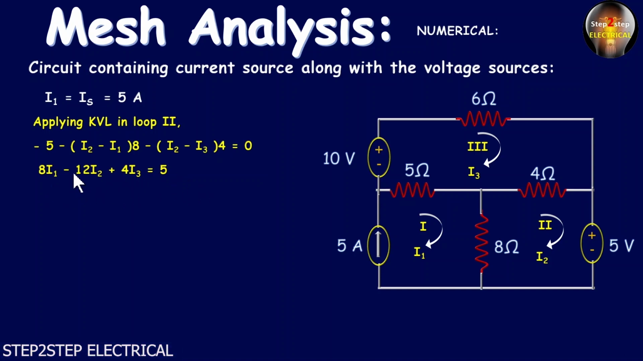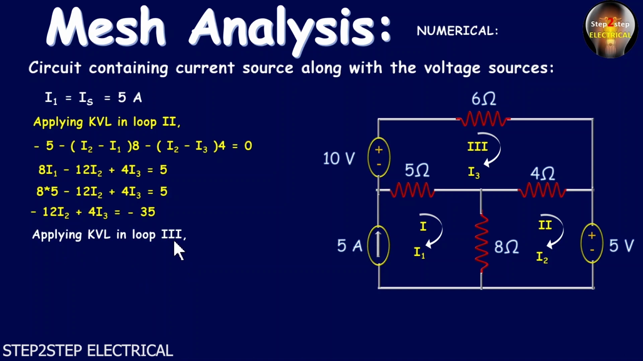And on replacing the value of I1 by 5, we can write 8 into 5 minus 12I2 plus 4I3 is equal to 5. And on further simplifying this equation, we can write minus 12I2 plus 4I3 is equal to minus 35. So this is the first equation. Now let's apply KVL in loop 3.